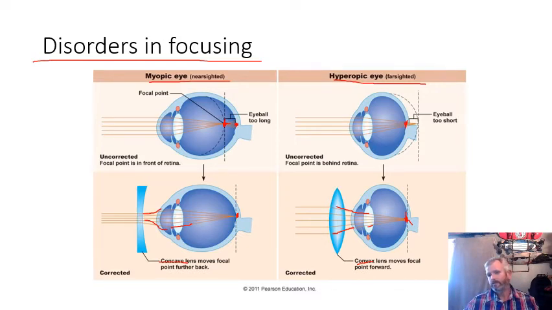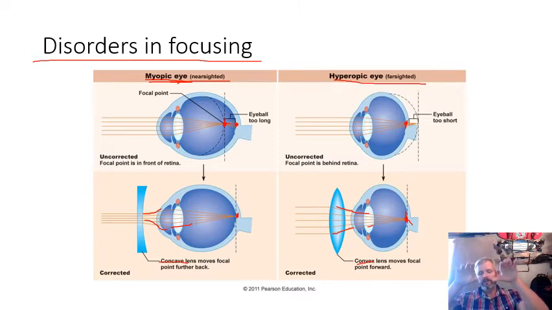Okay, but what happens when you get older? Right? It's not so much the eyeball, it's the lens with presbyopia that can't get as round, and now I need bifocals to help me do this end, but I still have a myopic eye that when I need to see far, I need the lens to do that. All right, so those are disorders in focusing.